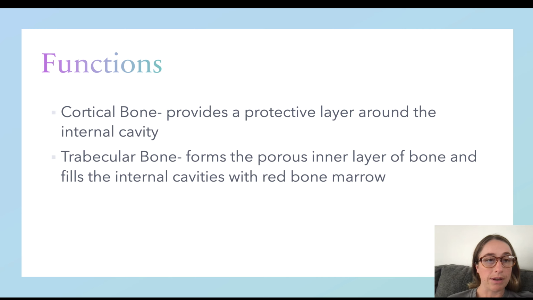So the functions of each: the cortical bone provides a protective layer around the internal cavity, while the trabecular bone forms a porous inner layer of bone and fills the internal cavities with red bone marrow.